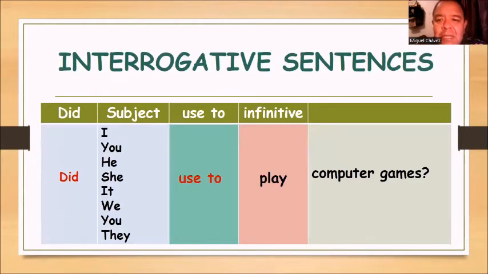In the interrogative sentences, as we know, we start them with the auxiliary did at the beginning, then the subject, I, you, he, she, it, we, you, they, and we write the main verb again without the used to, followed by infinitive. Then the complement. Did she used to play computer games?